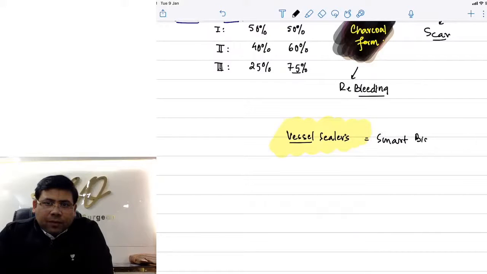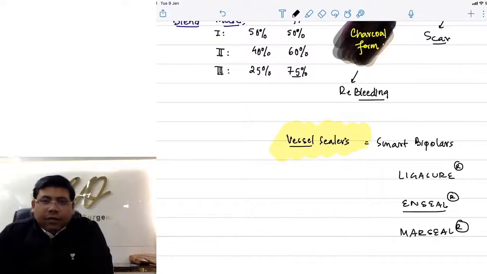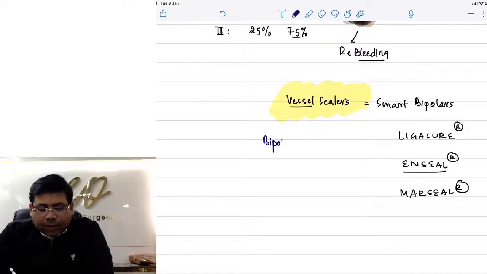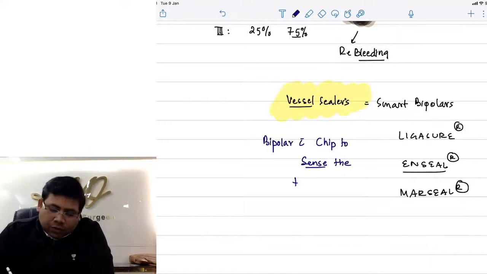Smart bipolars. There are many brands of these: we have Ligasure, we have Enseal. Ligasure is from Covidien, Enseal is from Johnson and Johnson. I prefer to use Marseille. They are all very good brands. But what is the difference between these and a conventional bipolar? They are smart bipolars. They are a bipolar with a chip to sense the tissue moisture.